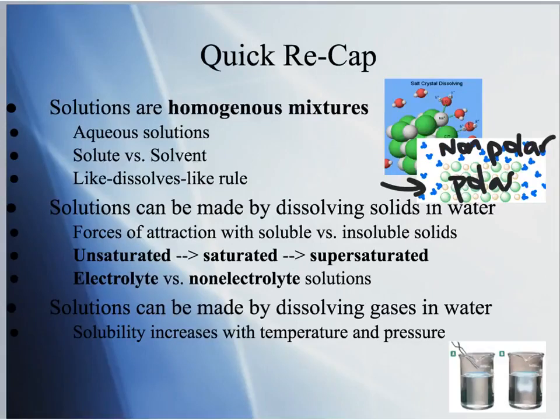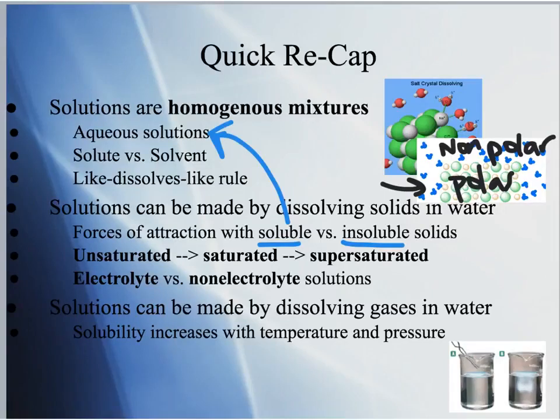All right, so solutions can be made basically two different ways, either by dissolving solids in water or by dissolving gases in water. So let's talk about solids first. So we've seen before that some substances are soluble versus other substances that are insoluble. Soluble substances will be able to dissolve in water and create these homogeneous mixtures or aqueous solutions, right? Insoluble substances won't dissolve in water and therefore just sit there and probably fall to the bottom, and they don't actually get dissolved.